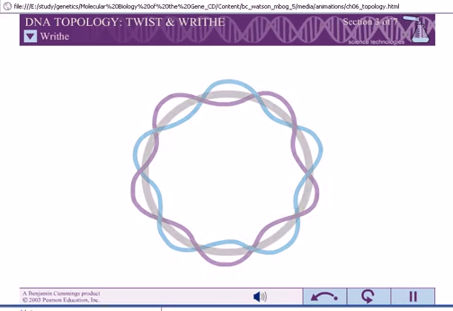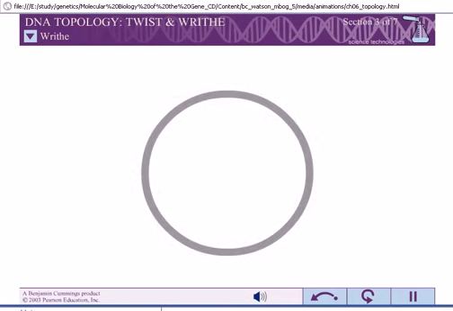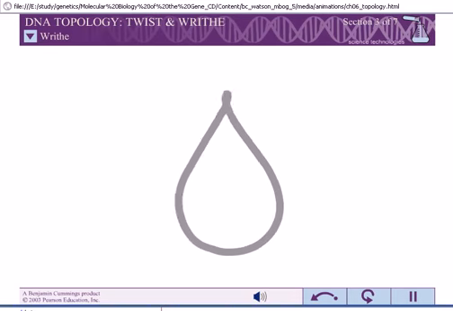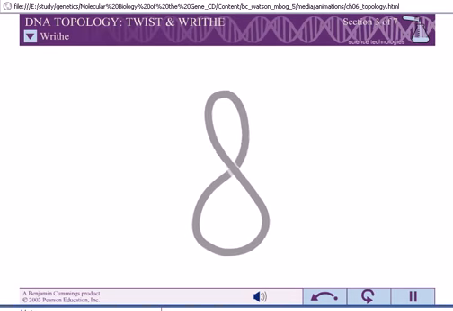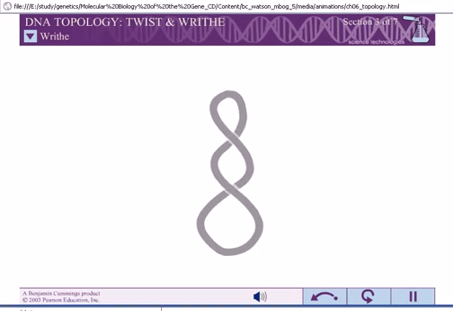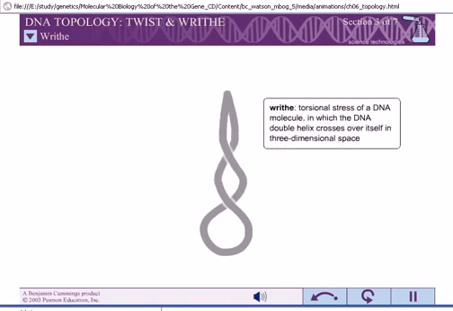However, cccDNA does not generally lie in a flat plane. Instead, the DNA double helix usually crosses over itself in three-dimensional space, often repeatedly. This torsional distortion is called writhe.